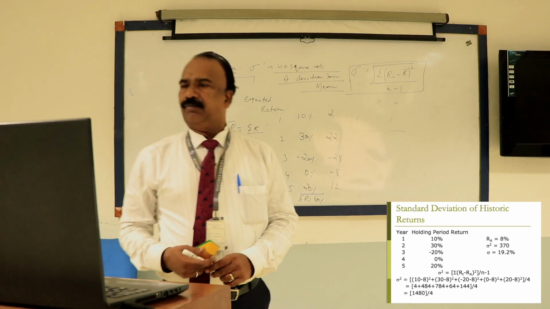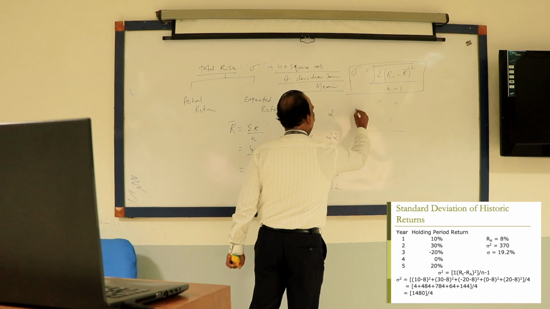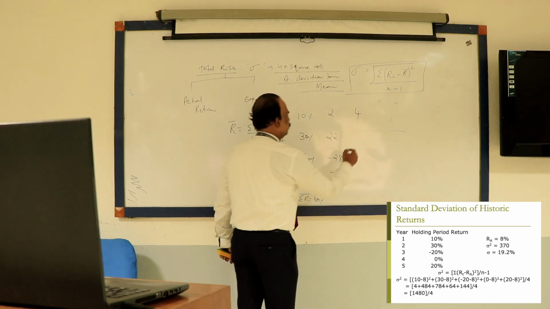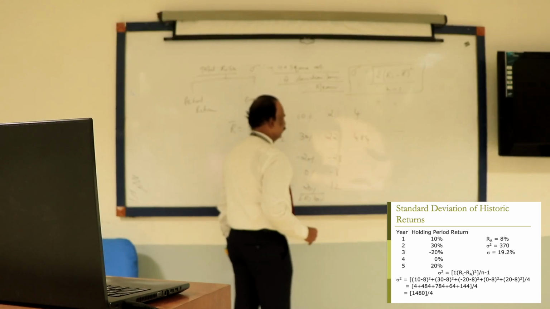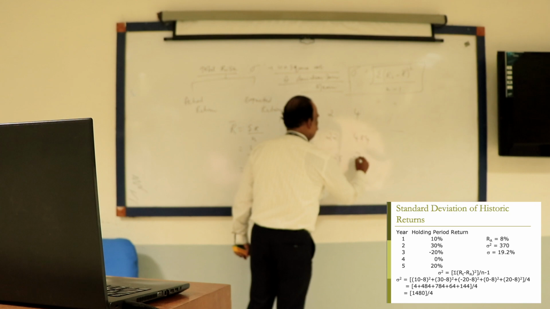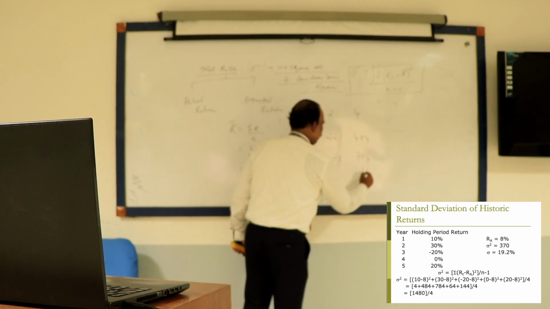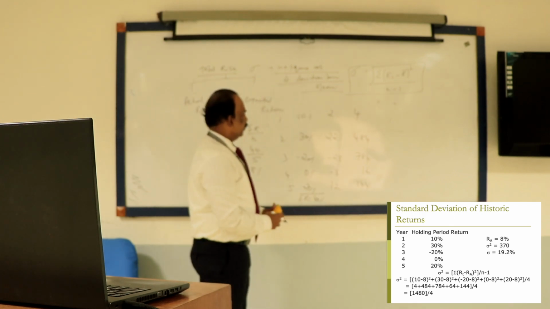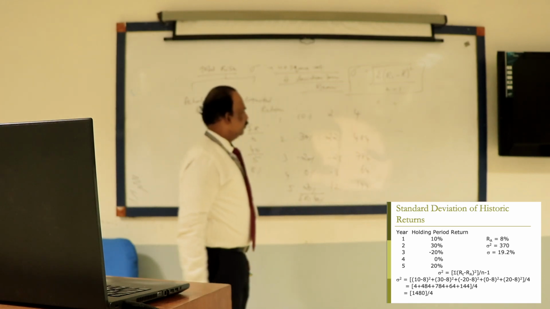The second step. Then third step, square it. That is 4. 22 square. 22 square is how much? 484. 28 square. 28 square is how much? 784. Please check. 8 square, 16. 12 square, 144. Please check. 8 square is 64. Sorry. 8 square is 64. So 144. So please check.